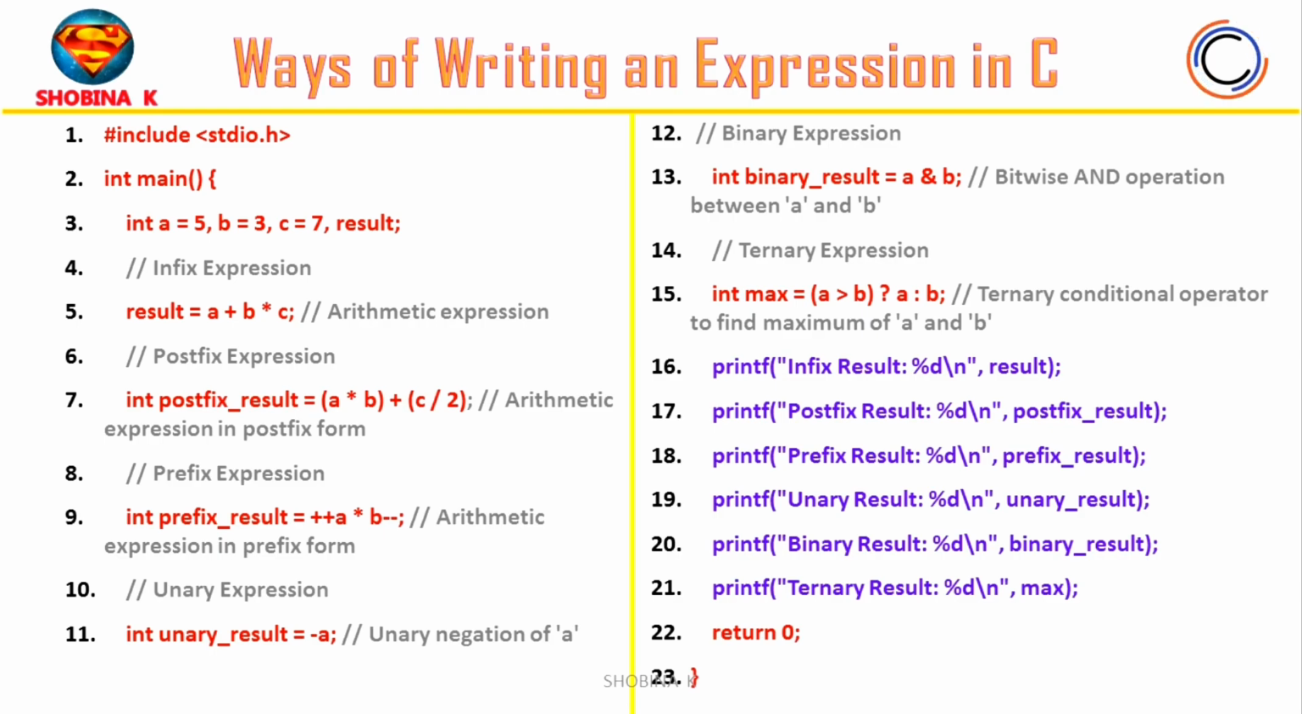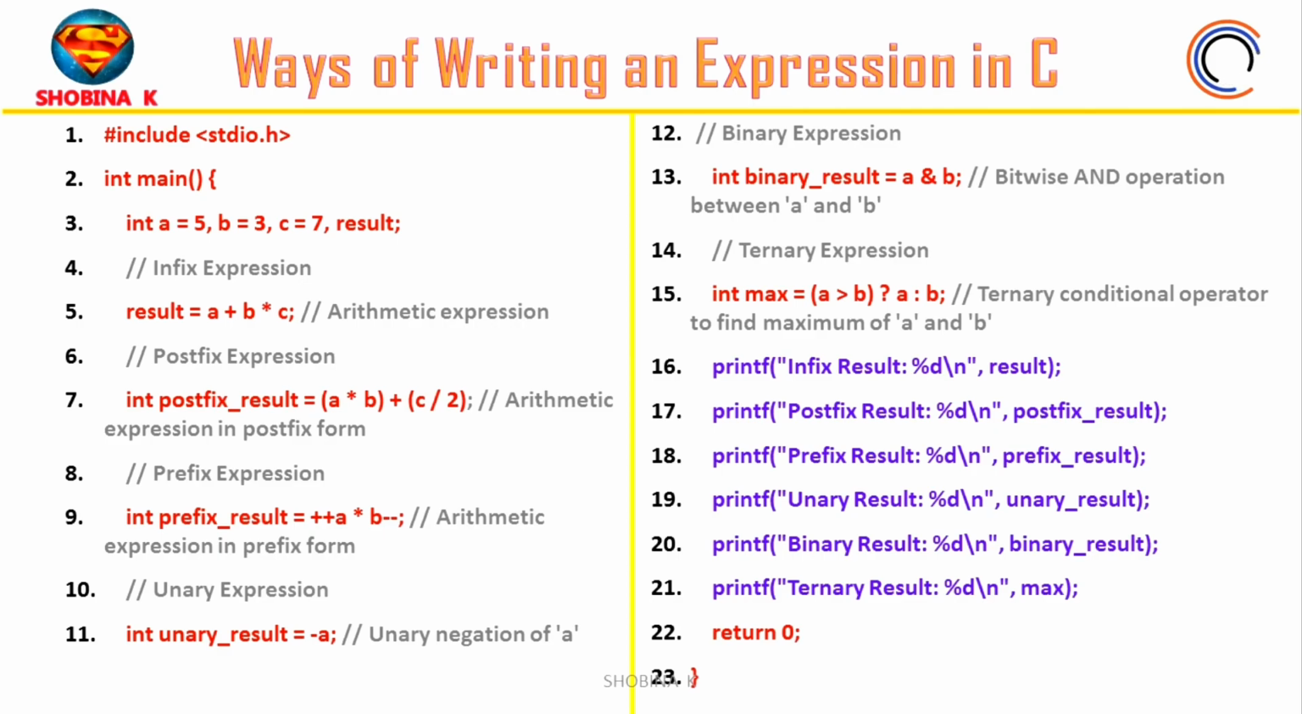Next up we have the unary expression. This expression negates the value of a and assigns it to the variable unary_result. Moving further, we have the binary expression. It performs a bitwise AND operation between a and b and assigns the result to the variable binary_result. And finally, the ternary expression. It determines the maximum value of a and b using the ternary conditional operator and assigns the value to the variable max. And at last, we print the results using the printf statement.